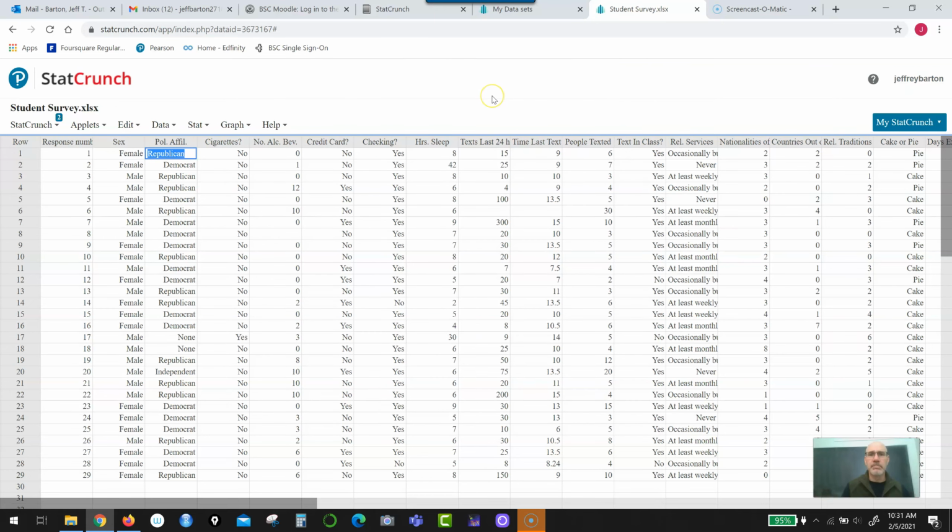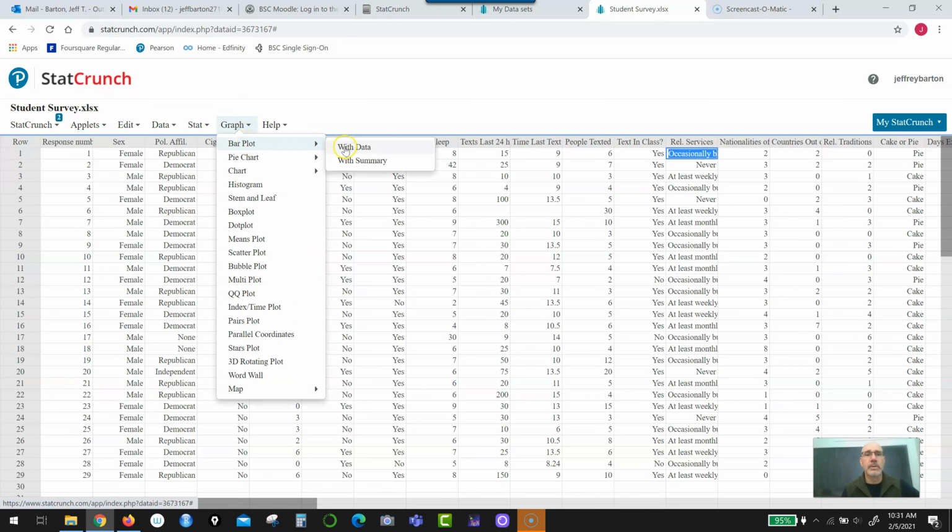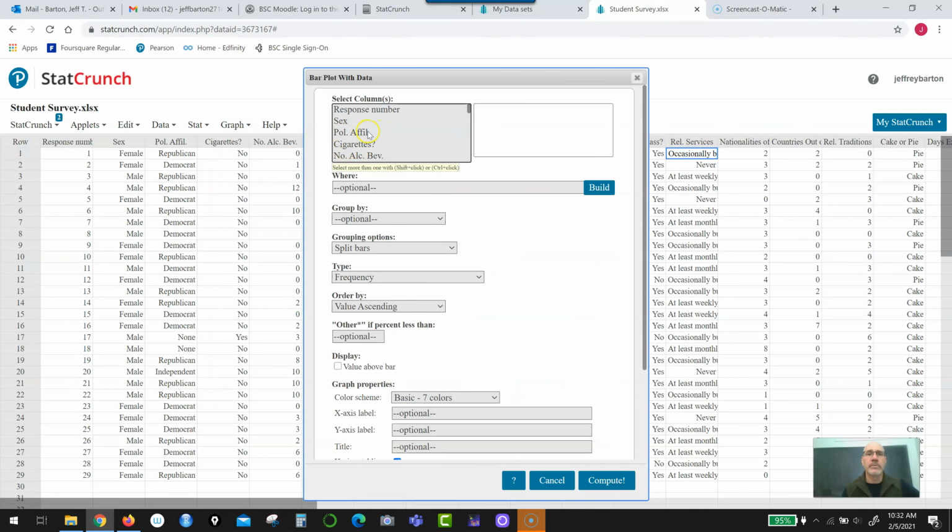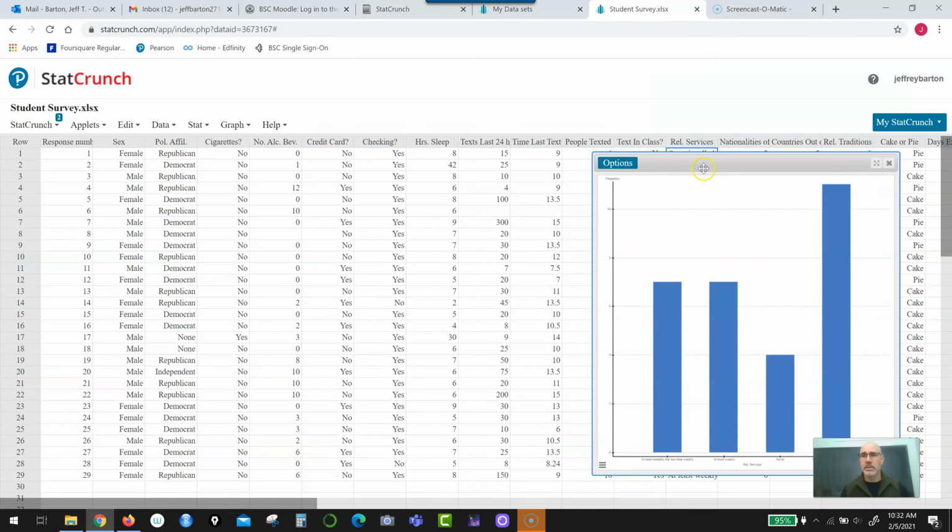All right, let's take a look at a bar graph also. So maybe we'll go over to the religious services question. This was how often someone attends an organized religious service. And this is a categorical variable. And so we can do a bar graph. So bar plot with data. So let me go to religious services and compute.